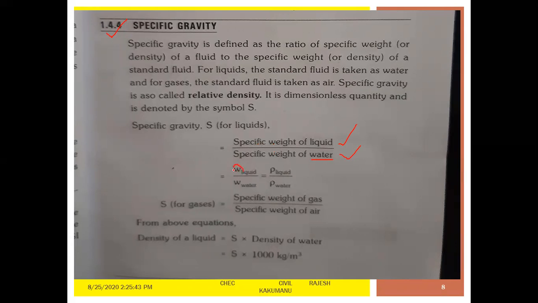What do we take for weight? That is rho liquid by rho water. Now S for gases is specific weight of gas divided by specific weight of air. From the above equations, what are we saying? For liquids, specific gravity S is equal to density of liquid by density of water, so density of liquid is S into density of water. And the density of water is 1000 kg per meter cube, as we said before.